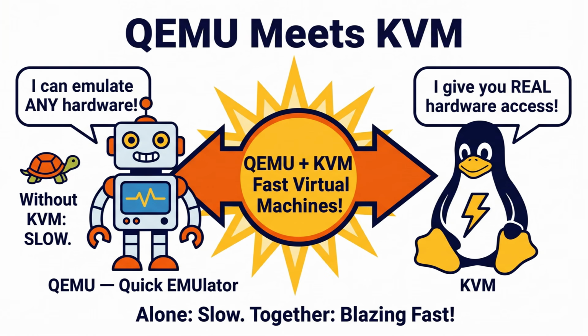Here's where QEMU comes in, and this is where people get confused. QEMU stands for Quick Emulator. By itself, QEMU is a software emulator. It can pretend to be a full computer, CPU, RAM, network card, storage, all in software. That's slow. But when QEMU teams up with KVM, it uses the real hardware instead of emulating it. This combination, QEMU plus KVM, is how you get fast virtual machines on Linux.